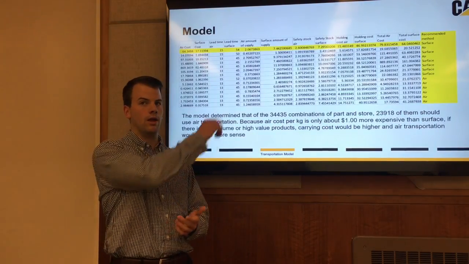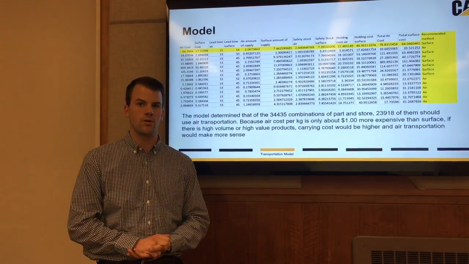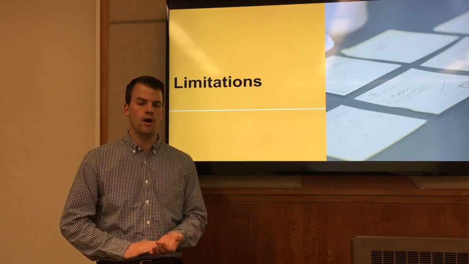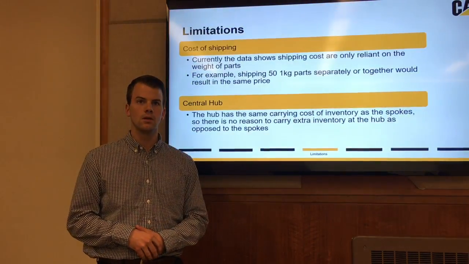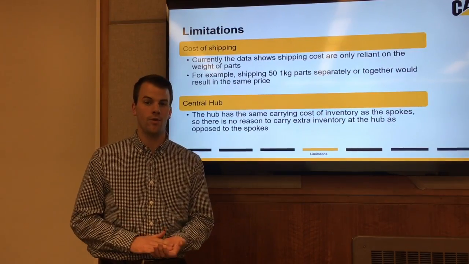And I have the highlighted up here. The top row is just part 1 to store 86, like I talked about earlier. So next I'm going to talk a little bit about the limitations of models, which I already hit on a little bit. So first, the cost of shipping.